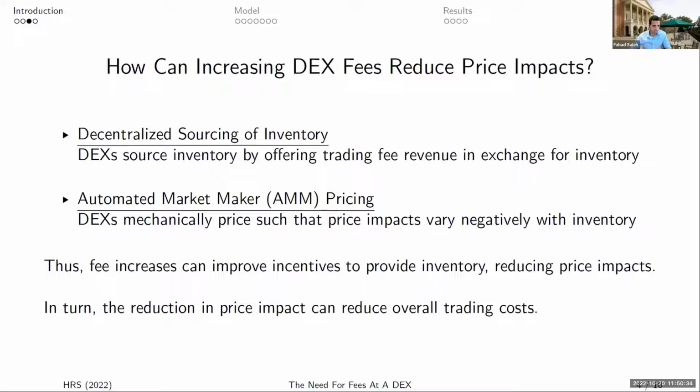So if you put these two points together, you get that, well, if the fee increase is going to increase the overall fee revenue that's generated by the pool, then incentives to provide inventory are stronger, and you'll get more inventory. And when you get more inventory, because of the way the mechanical pricing function allows price impacts to decline with higher inventory, the price impacts are going to fall. And if the price impacts are falling by enough, then the overall trading costs are going to decline. In fact, that's what we show: when the fees are small, raising the fees will allow the price impacts to decline by so much that the overall cost of trading is also going to decline.